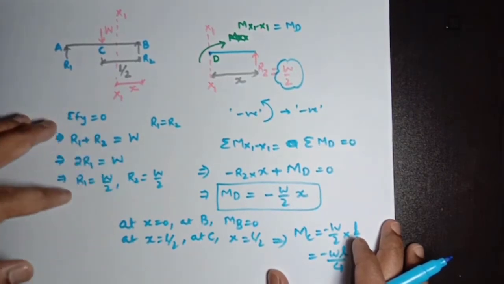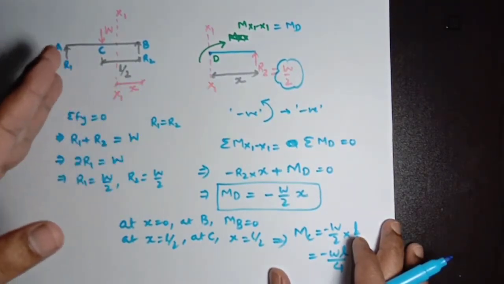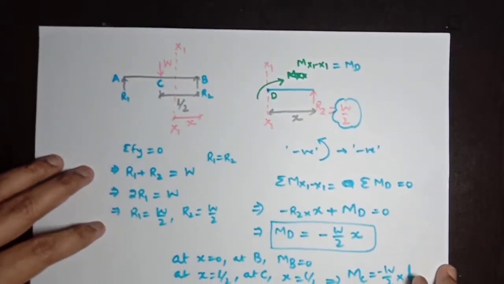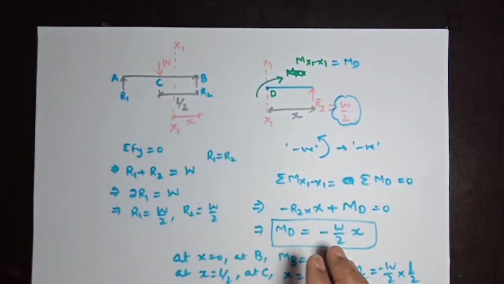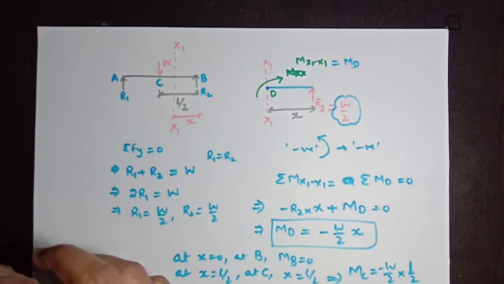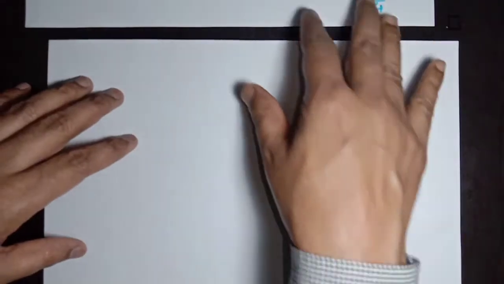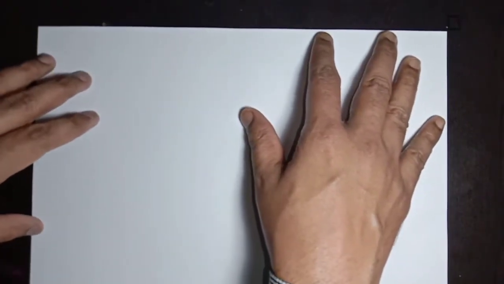And symmetrically, if we are going to take another section x2, x2 here, we can see what will be the bending moment profile for that section. Now let's draw. Let's take the same beam.